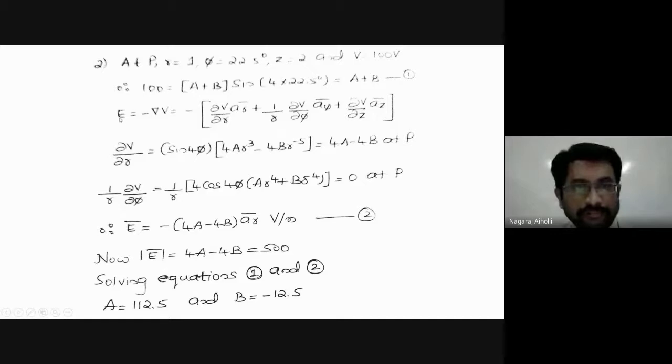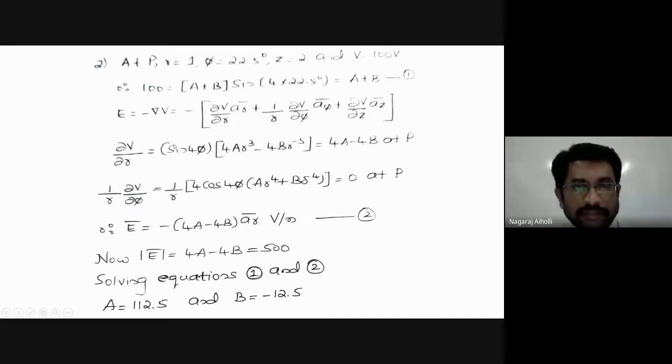Then write the equation for E. Electric field intensity is given by E is equal to minus del V. It is minus of dou V by dou r a r bar plus 1 by r dou V by dou phi a phi bar plus dou V by dou z a z bar. This is the gradient of V, this equation.